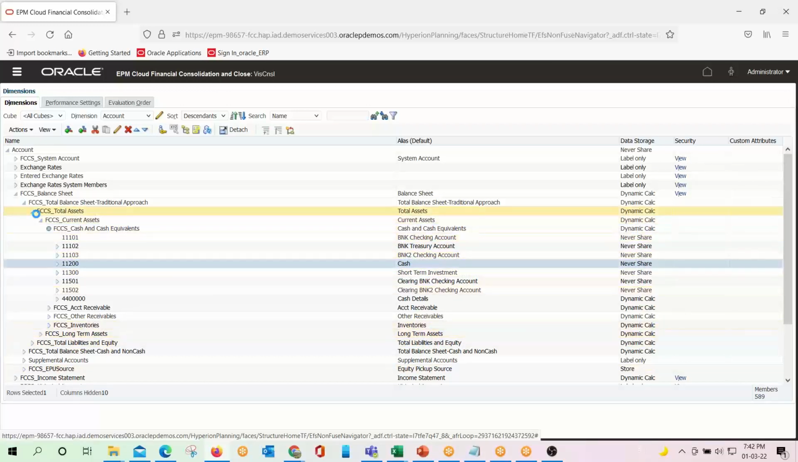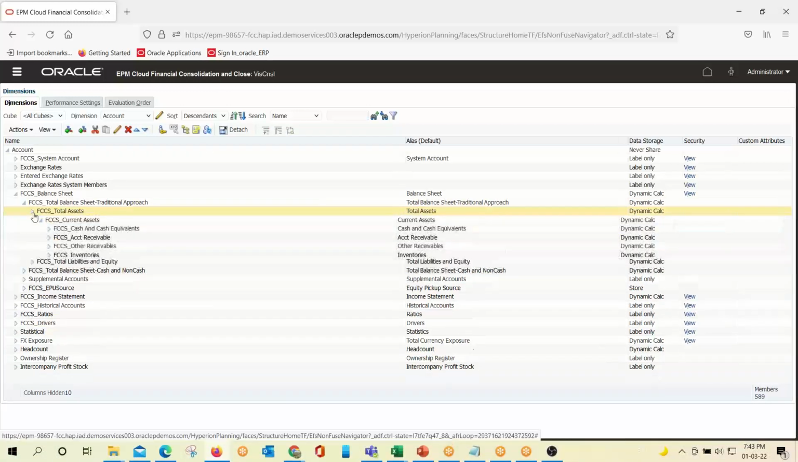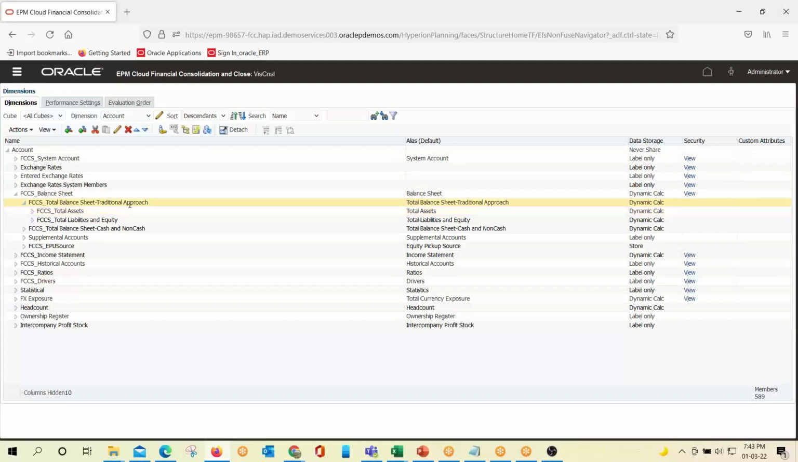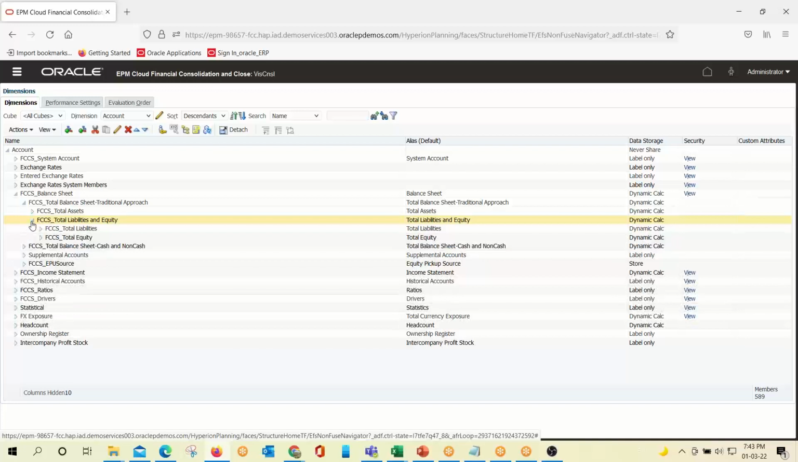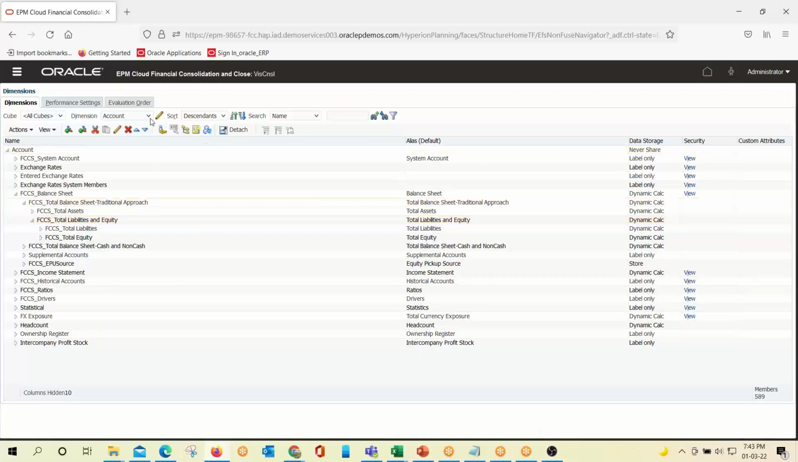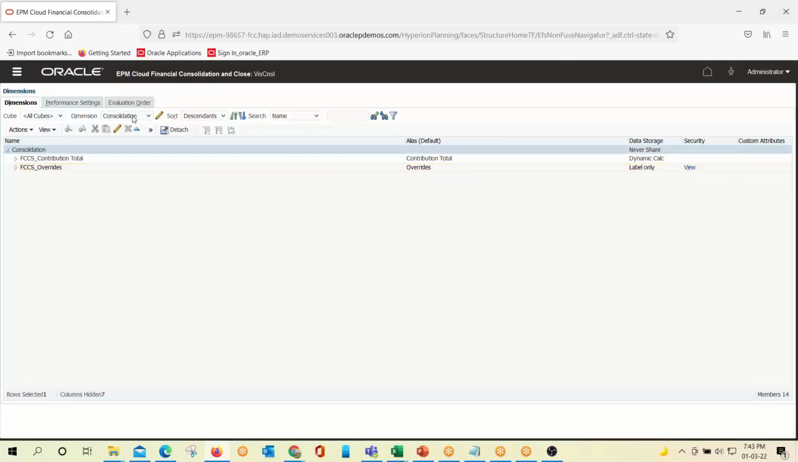A typical balance sheet hierarchy is given here under FCCS balance sheet. The balance sheet in the traditional approach has total assets and total liabilities and equity. Therefore total assets must always be equal to total liabilities and equity. So we just need to provide the figures in these dimensions. Similarly, we have a consolidation dimension, which helps us to consolidate the activity.